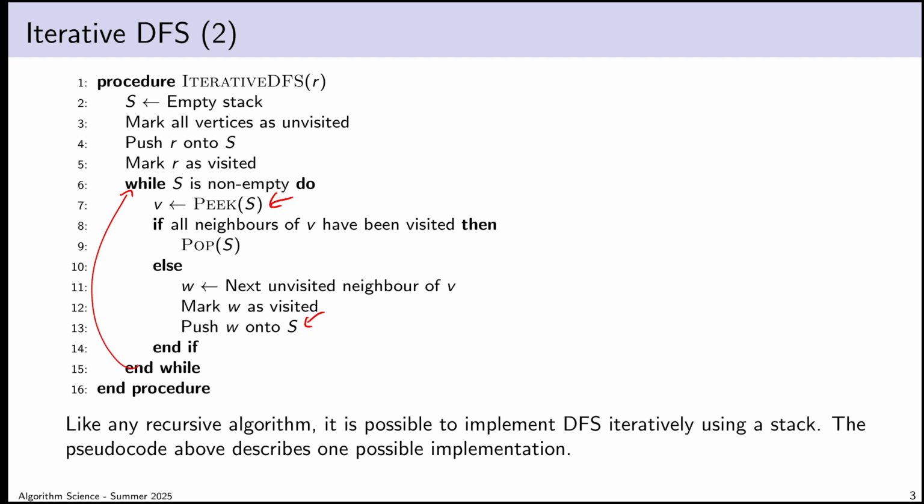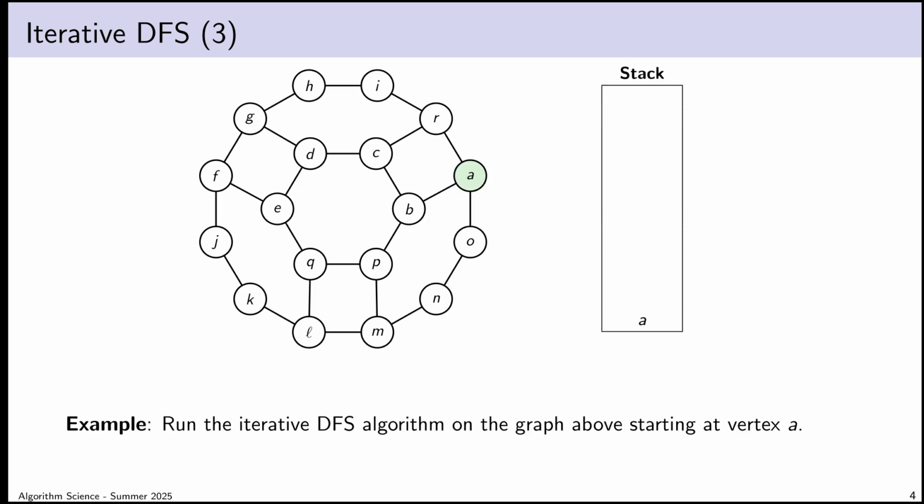Okay, so here's one implementation of iterative DFS. Now, it's a sign of how much I like DFS that I've allowed DFS to barge into the lecture that was supposed to be about breadth first search, or BFS. But don't worry, I'm going somewhere with this. Let's just run through a quick example of our iterative DFS algorithm, starting at vertex A in this graph.